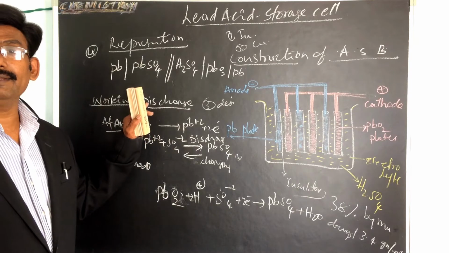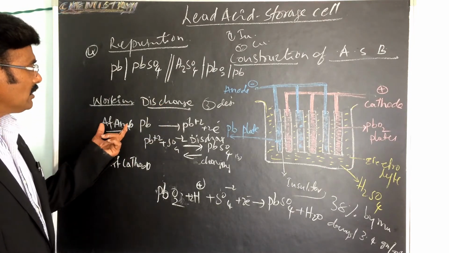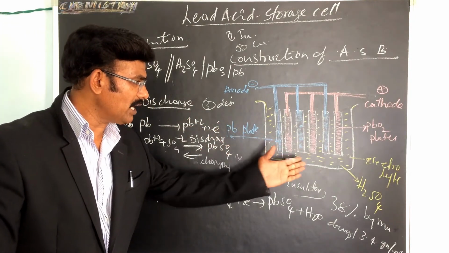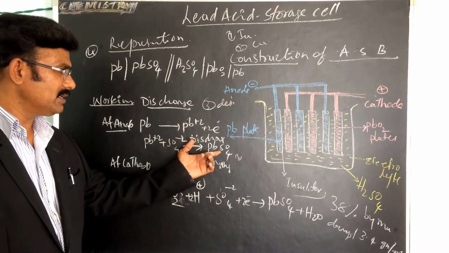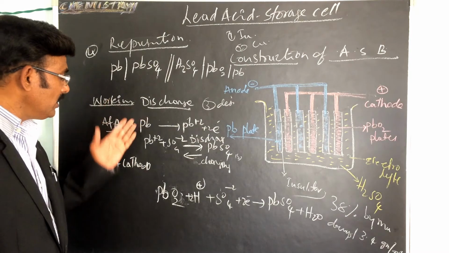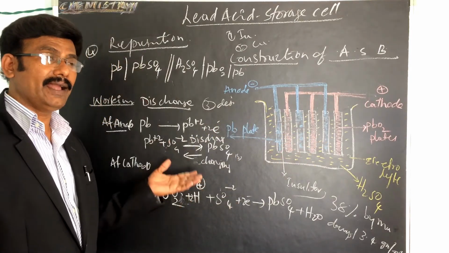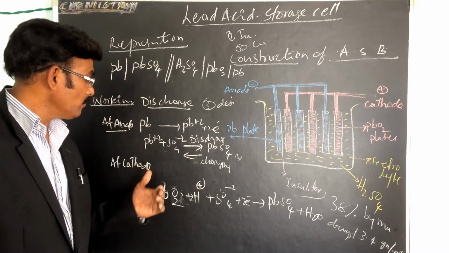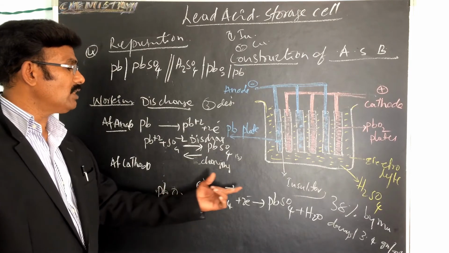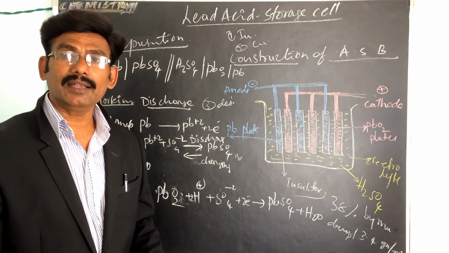So in the working condition, that is the discharging, what happens at the anode? The lead loses electrons to form Pb 2+ and immediately reacts with the sulfate to form lead sulfate. At the cathode, lead dioxide is reduced to Pb 2+, and immediately the Pb 2+ reacts with the sulfuric acid to form lead sulfate plus water, and the acid is diluted.